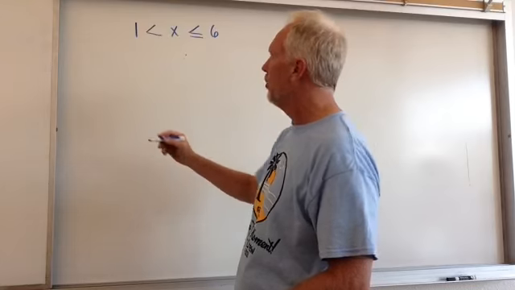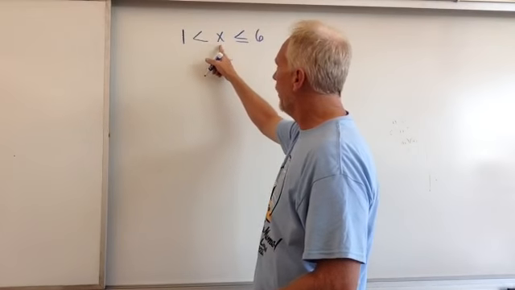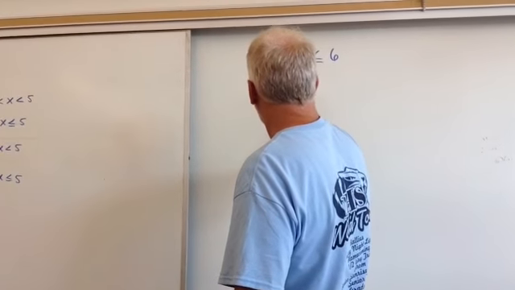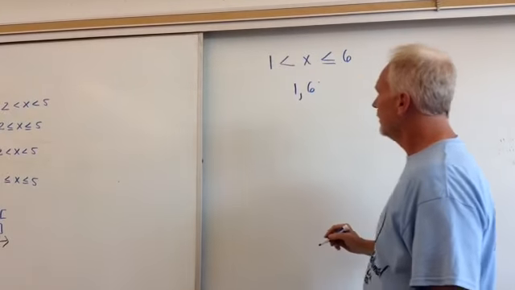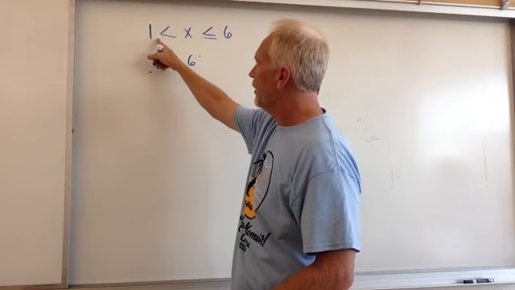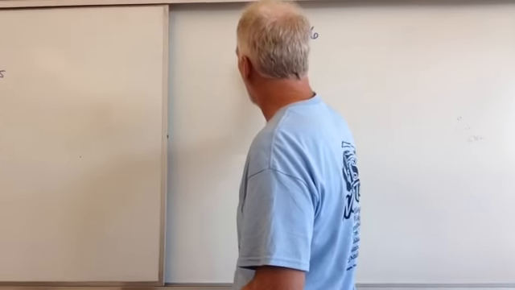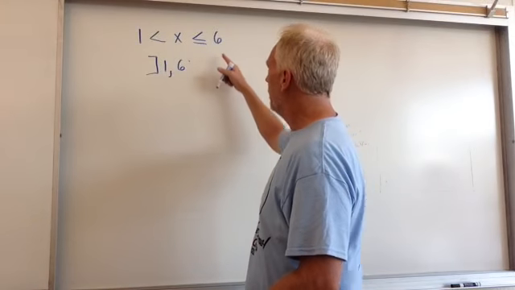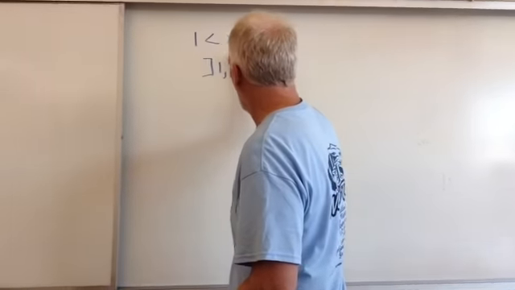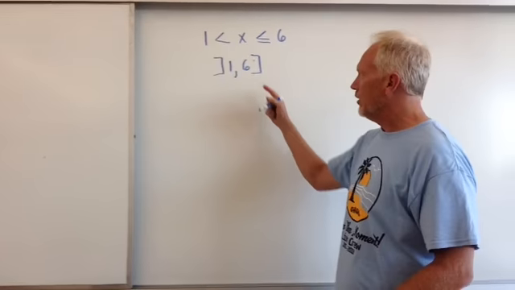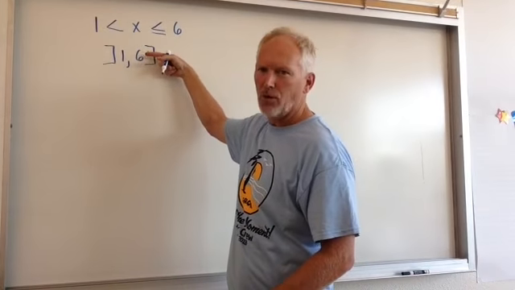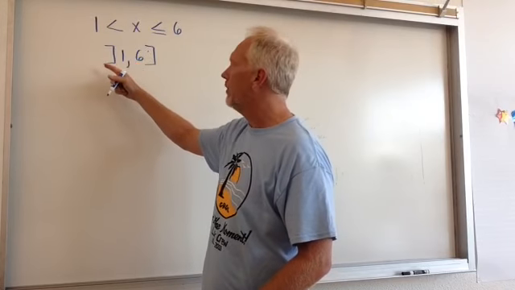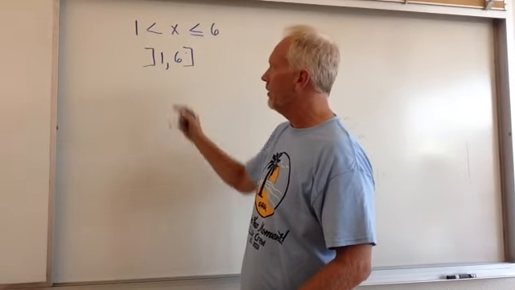My outward bracket and inward bracket would be, well, I know I'm greater than 1. I'm not including 1. So I would say 1, comma, 6. Now I need to know, am I including 1? No, I'm not. So I would put an outward bracket. But I am including 6, so now I use an inward bracket. And you notice that since I'm facing in towards the number, I'm including that number. And when I want to face away from the number, because I'm not including it, it would be that.